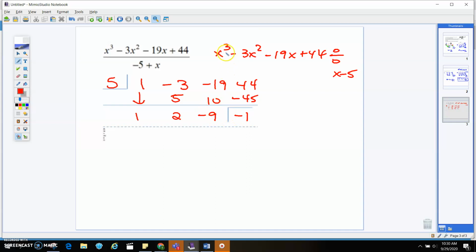We're then going to look at our exponent, subtract 1 from it, and that's going to be x squared plus 2x minus 9 minus 1 over x minus 5. So our final answer is going to be x squared plus 2x minus 9 minus 1 over x minus 5.